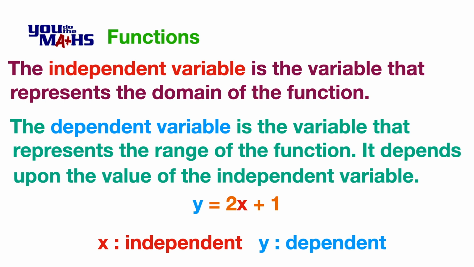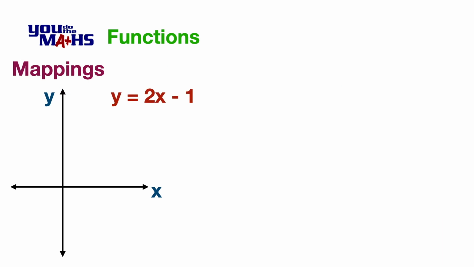Another way we can show a function is through mapping. Let's have a look at the function y = 2x − 1. What we'll do next is consider some x values and then see what y values occur when we substitute those into the equation. It might be wise to pause here, do the substitutions for yourself and see if you agree with the points that occur.